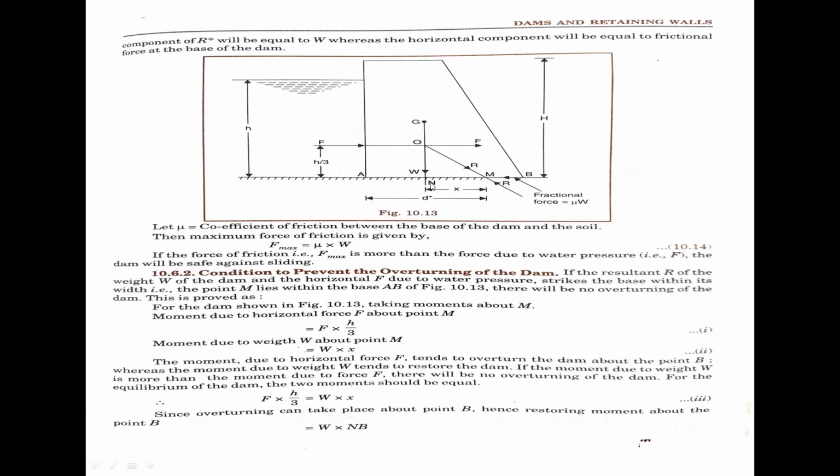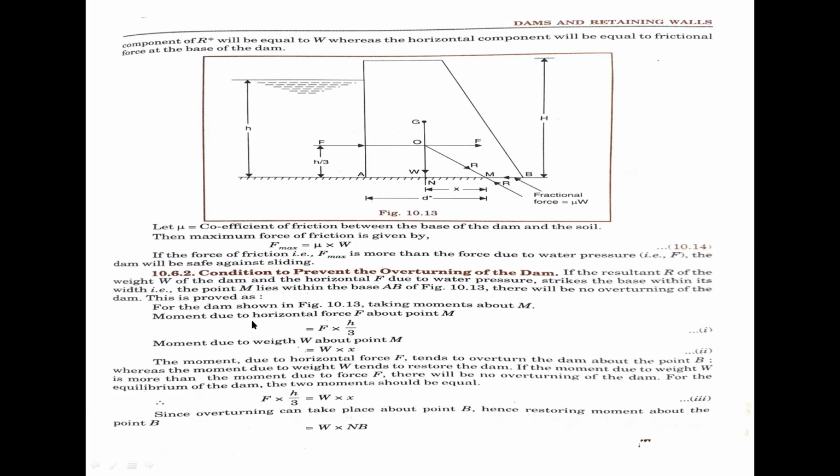You have to prevent the overturning of the dam, that means the resultant should strike the base within its width. The point capital M lies within the base capital AB. This is the condition you have to satisfy.